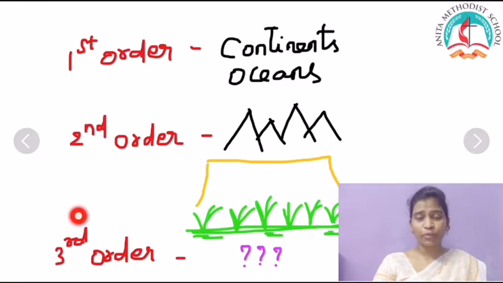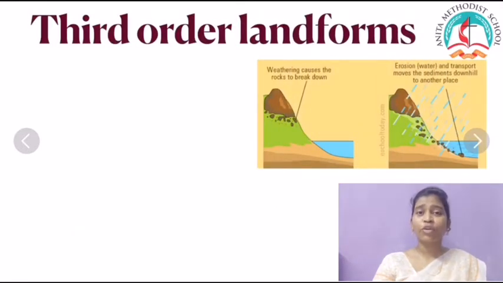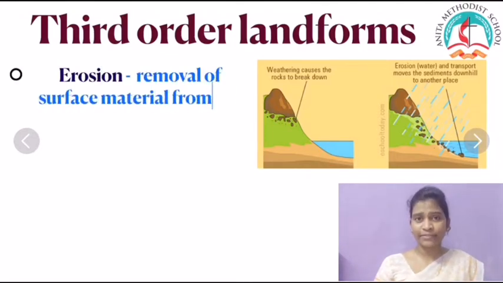So before I tell you the other landforms which come under third order, I want to tell you how these landforms are formed and where these landforms are formed. Okay, right. So all the third order landforms are formed on the second order landforms, which means the third order landforms are formed on mountains, plateaus and plains. Now, how are these formed? These are formed by the erosional and depositional activities.